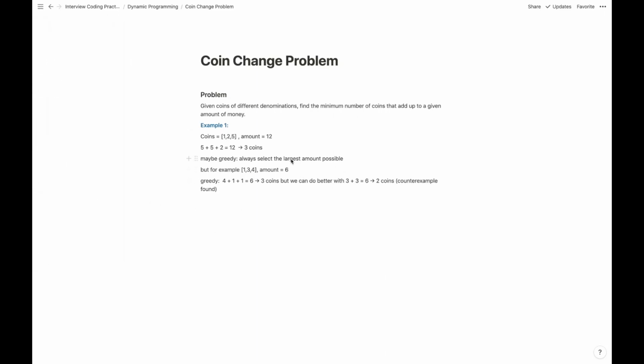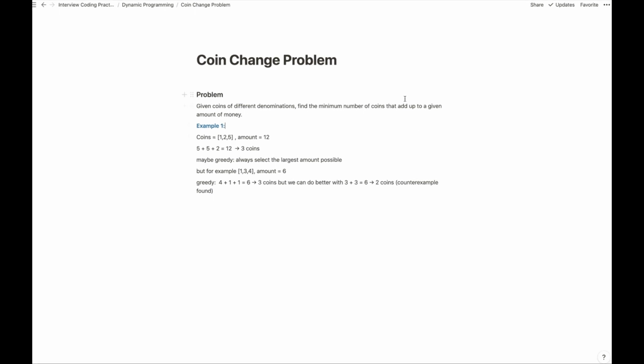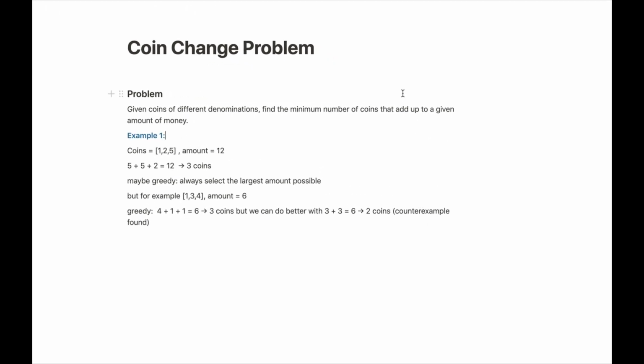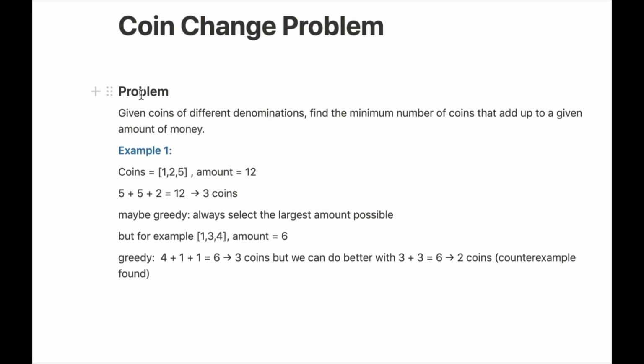Hello. So looking at another dynamic programming problem. This problem is called the coin change problem. The problem says, given coins of different denominations, we want to find the number of coins that add up to a given amount. If we take this example, coins 1, 2, 5, and we want to get the amount 12, by doing 5 plus 5 plus 2, we get 12, which means we use 3 coins. This is what the problem asks us.